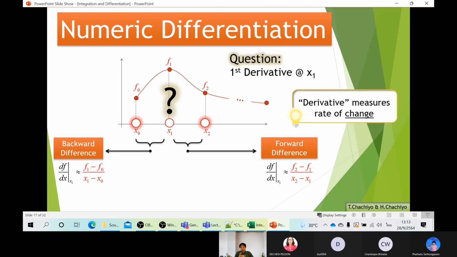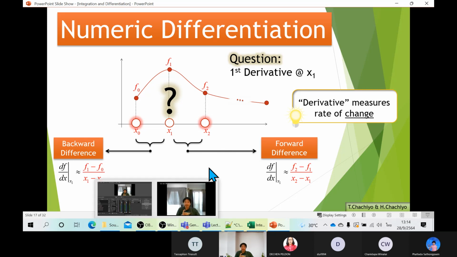Now there are other ways to do that. Any idea? How else can I compute the derivative if I don't use the forward point, if I don't use the backward point? What else can I do so I can compute the rate of change at x1? Any suggestion?